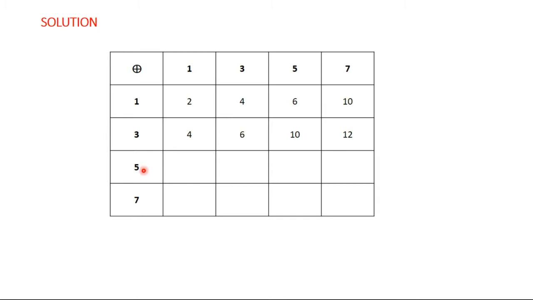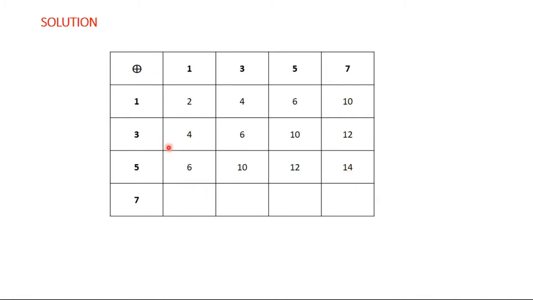Then we come to this side. 5 plus 1 is 6. 6 in base 8 is 6. 5 plus 3 is 8. 8 in base 8 is 1 remainder 0. 5 plus 5 is 10. 10 in base 8 is 1 remainder 2. 5 plus 7 is 12. 12 in base 8 is 1 remainder 4.